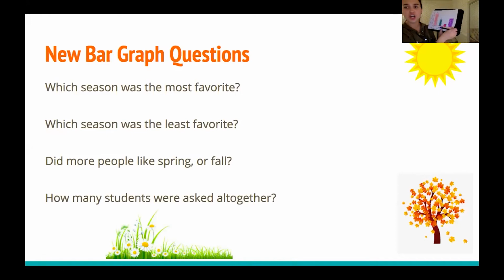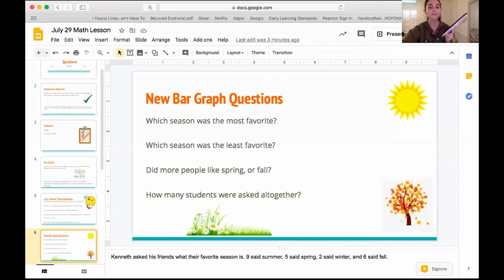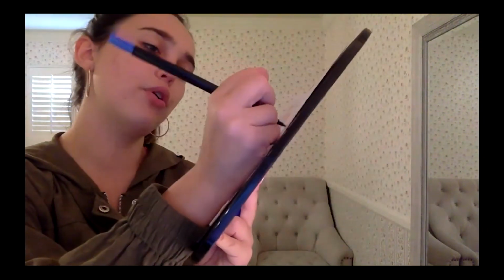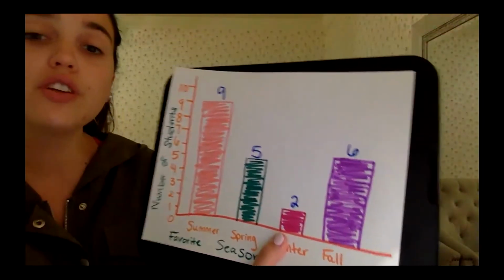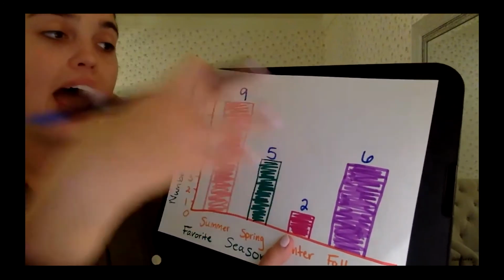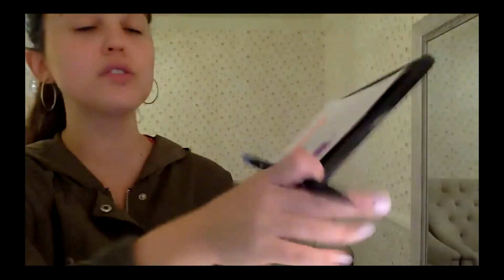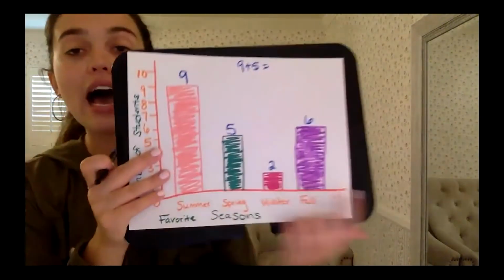Now, what about winter? How many people liked winter? Only 2. Only 2 people liked winter. I cannot believe it. And on this last one, 6 people said fall. So to find out altogether how many people were asked about this and how many votes altogether there were, all we need to do is start by adding them together.